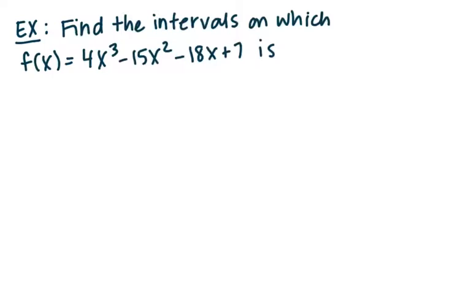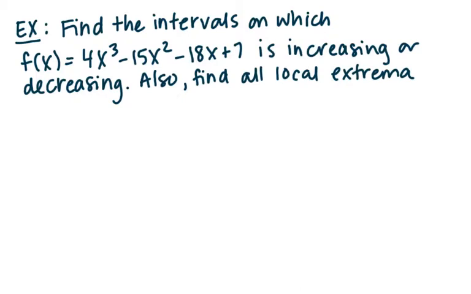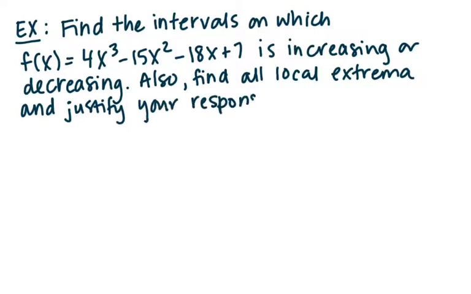All right, so let's jump into an example here. Find the intervals on which the function f of x equals 4x cubed minus 15x squared minus 18x plus 7 is increasing or decreasing. Also, find all local extrema and, of course, justify your response. So we're just going to hit all of it in this example here.